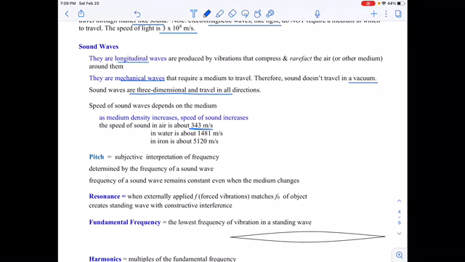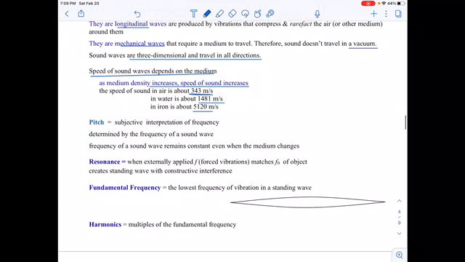Sound waves are three-dimensional. They travel in all directions. The speed of sound depends on the medium, and as the density increases, the speed of the sound increases. So the speed of sound in air is about 343 meters per second. In water, it's almost 5 times that, and in iron, which is a solid, it's faster still.